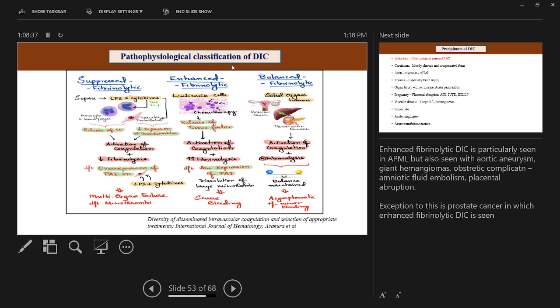Also, in the balanced fibrinolytic type, what happens in certain cancer situations with solid organ tumors, there are ovarian cancers or pancreatic cancers, which are mucinous adenocarcinomas. There occurs activation of the coagulation, but the fibrinolysis is normal in them. So there is a balance that is maintained. So these patients most commonly present as asymptomatic or they present with minor bleeding. Also remember that one exception to this is prostate cancer. Prostate cancer presents with enhanced fibrinolytic type of DIC.